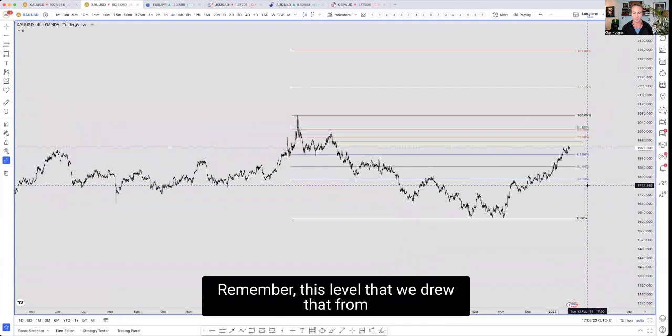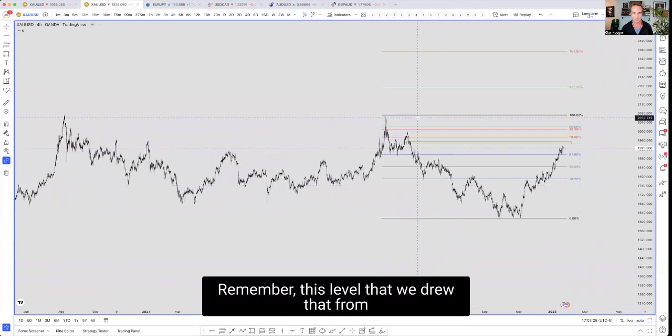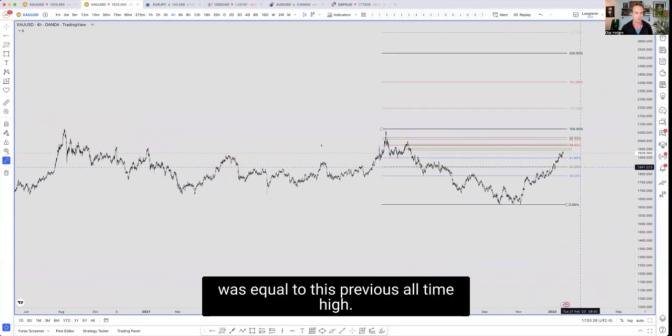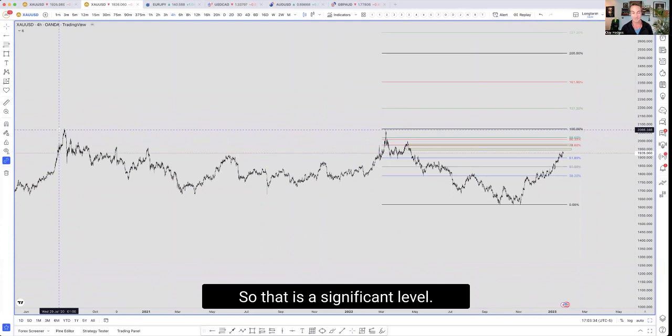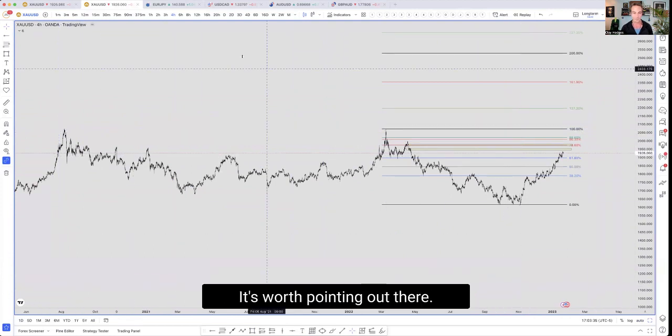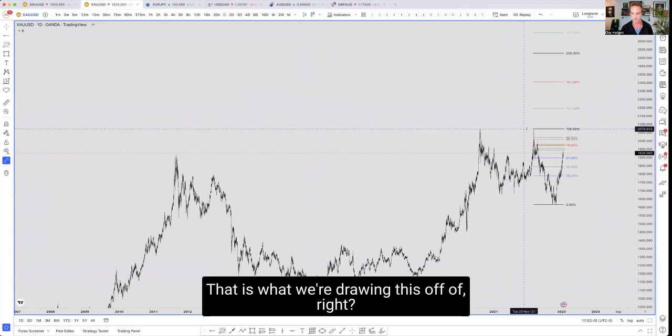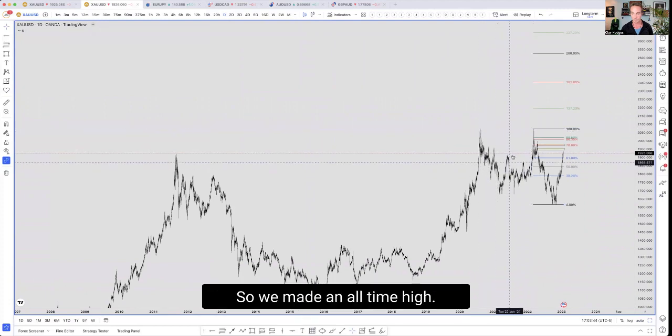Remember, this level that we drew from was equal to this previous all-time high, right? So that is a significant level. It's worth pointing out that is what we're drawing this off of, right? So we made an all-time high.